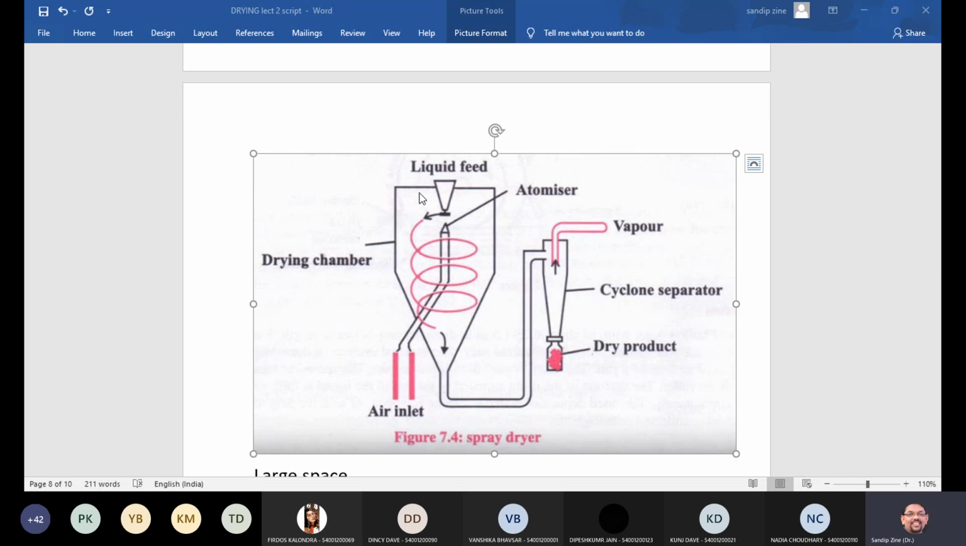Clear this particular point? Any doubt over here? Then we will take advantages, disadvantages, and pharmaceutical applications, and then we will stop. So in advantages, we can say the process of drying completes within. Yes, please. Any doubt?